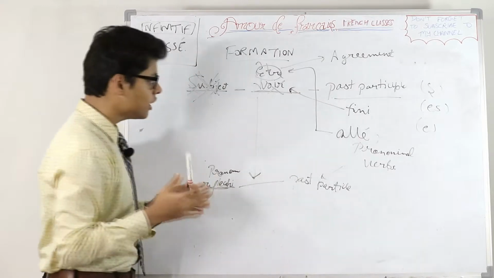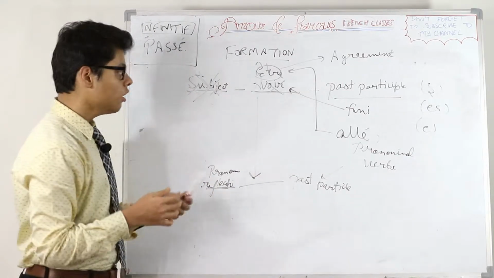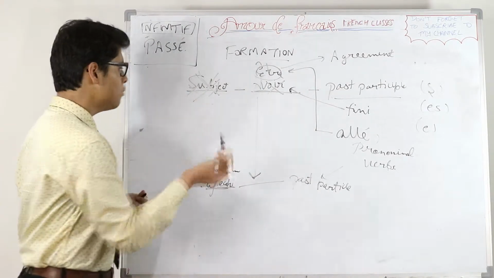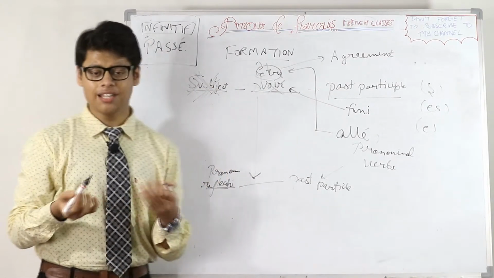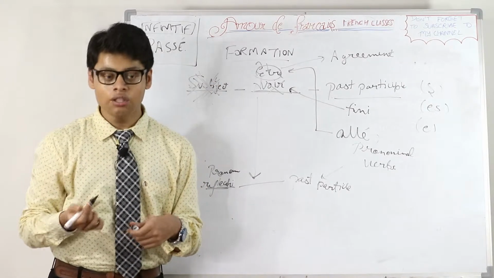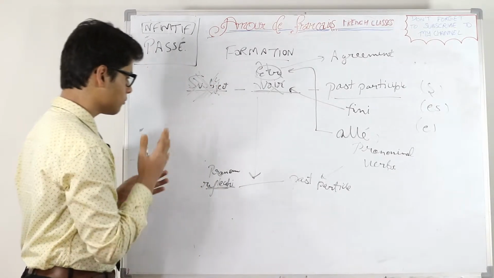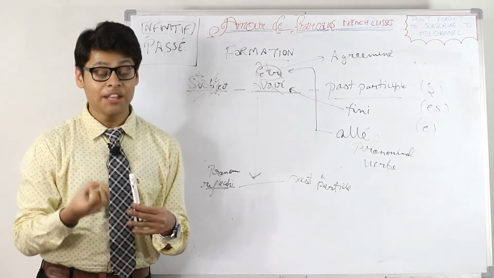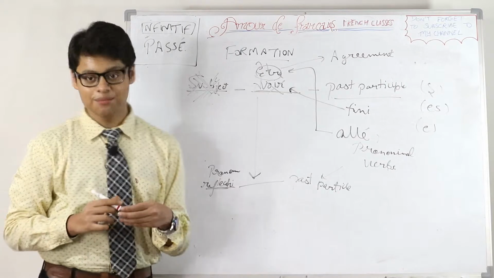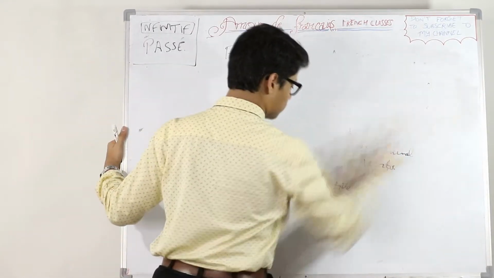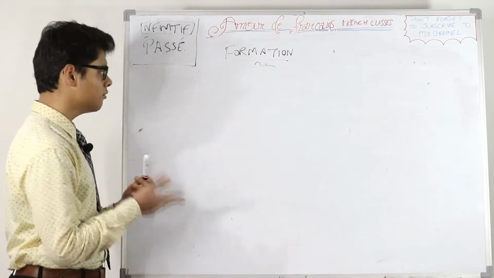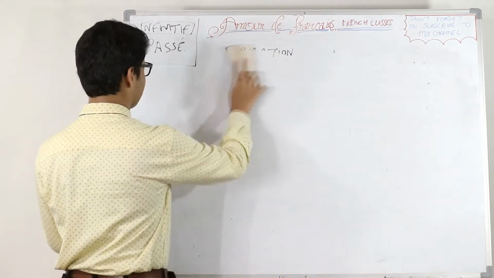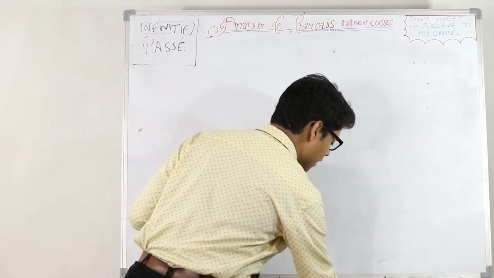Now a question arises. As I said, s, es, e can come, but we don't write any subject in this infinitif passé. How to decide then? For knowing this, we must understand when to use infinitif passé. So let's start with when to use it.